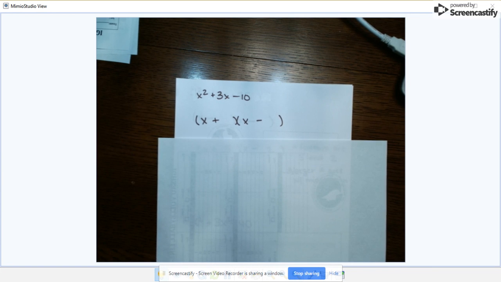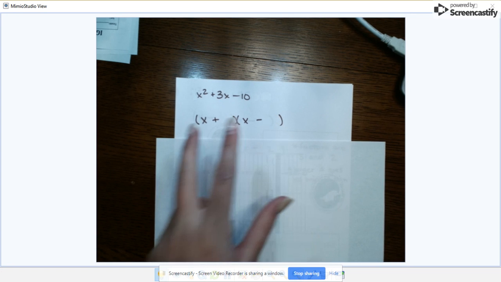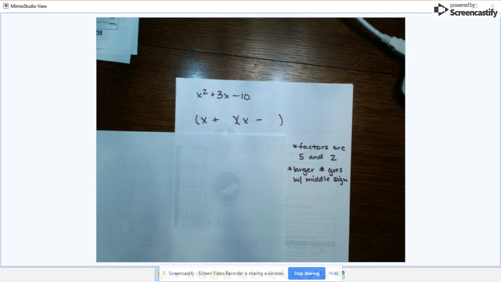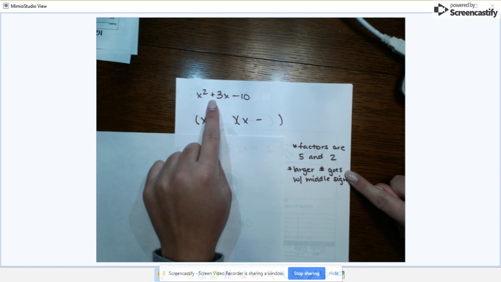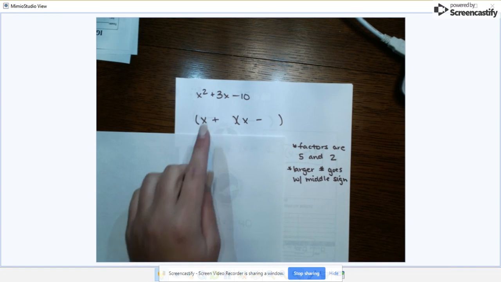Well, we have 1 and 10 and 2 and 5. And 2 and 5 do subtract to be 3. So we know that we're going to use 2 and 5 as our 2 numbers to fill in these holes. And then there's another little hint here. Our larger number is always going to go with this middle sign. Okay, so our larger of these 2 factors, so 5 is our larger number, will go with the plus sign.